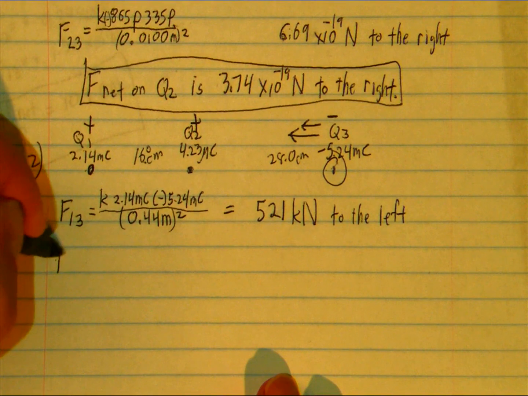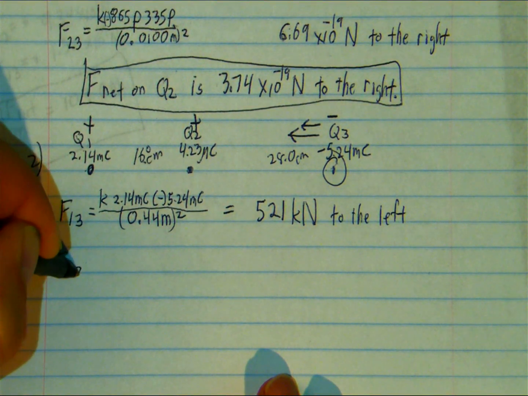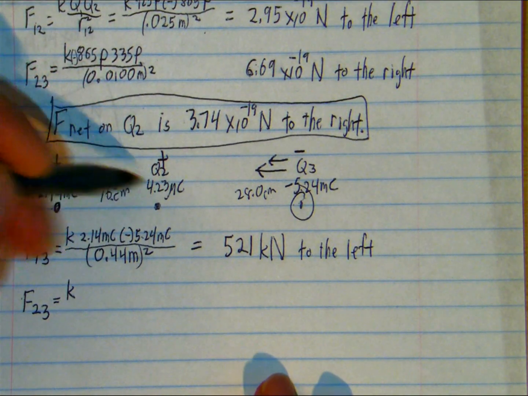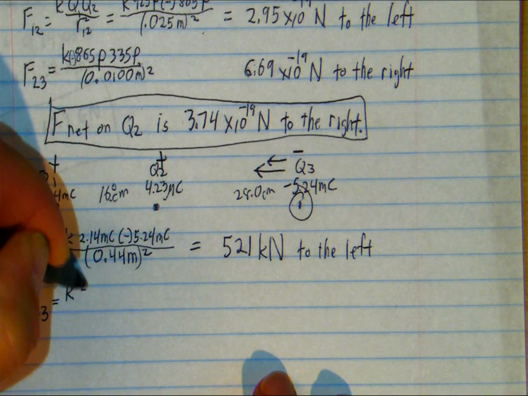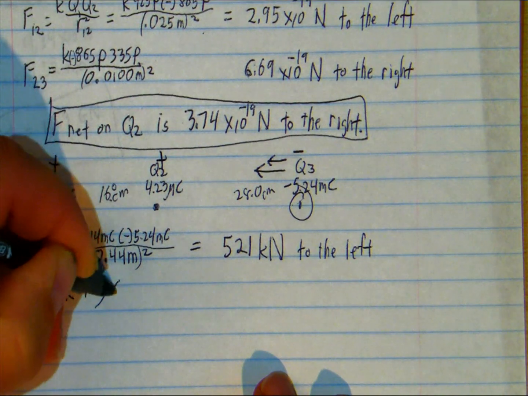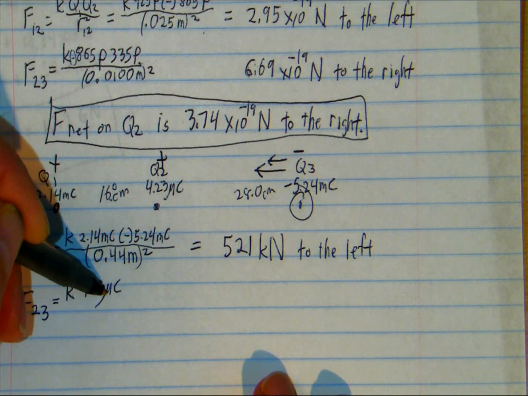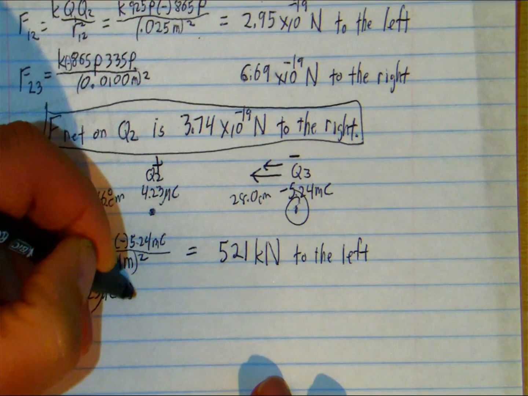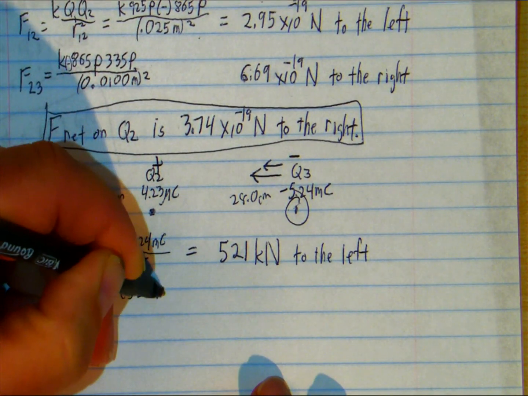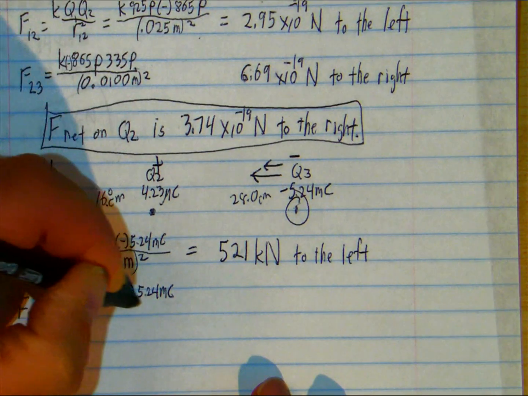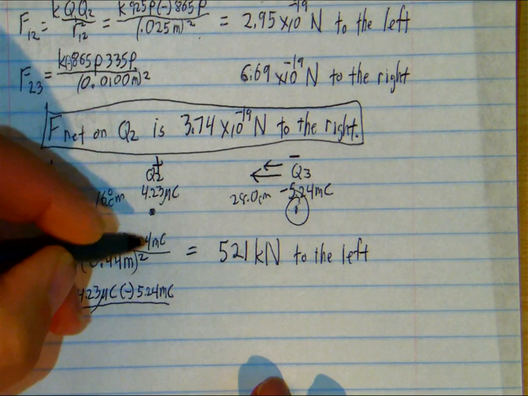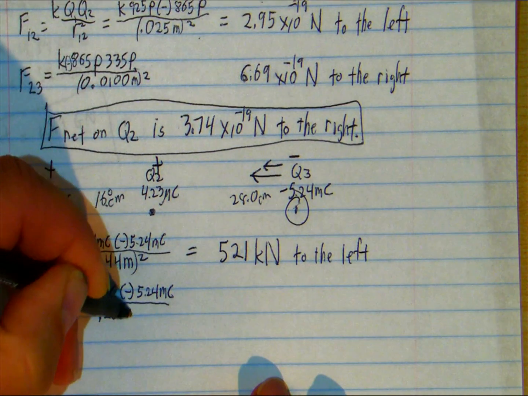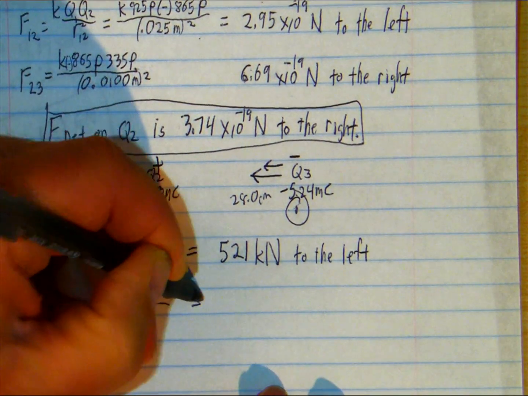Now I calculate the force between charge Q2 and Q3. This is going to be K. The magnitude of charge 2 is a very tiny 4.23 microcoulombs. Micro means 10 to the negative 6. Again, with the exchange key, 5.24 millicoulombs. And now, what is the distance between Q2 and Q3? It's just 28 centimeters, which is 0.280 meters, quantity squared.